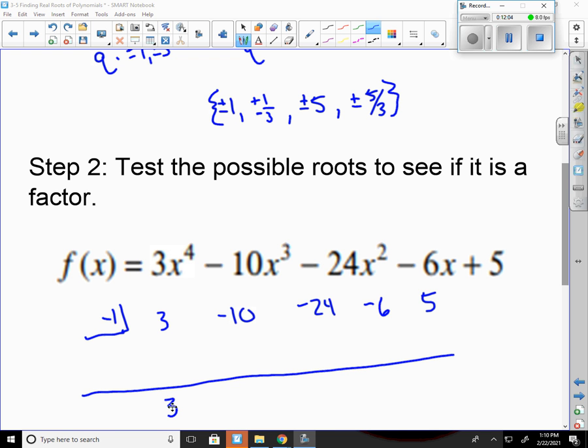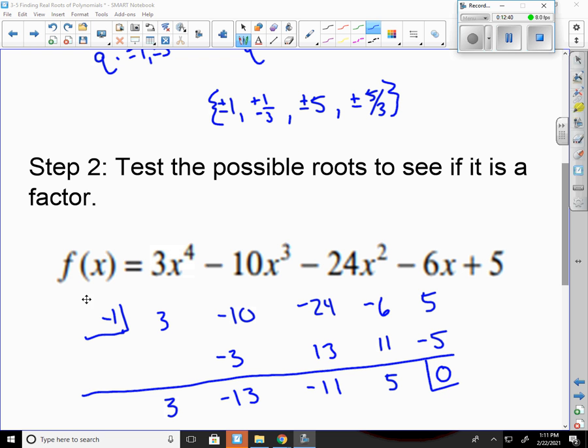Negative 1 times 3 gives us negative 3. That makes this negative 13. Negative 1 times negative 13 is a positive 13. That's negative 11. Negative 1 times negative 11 gives us 11. Negative 6 plus 11 is 5. Negative 1 times 5 gives us negative 5. 5 minus 5 is 0.